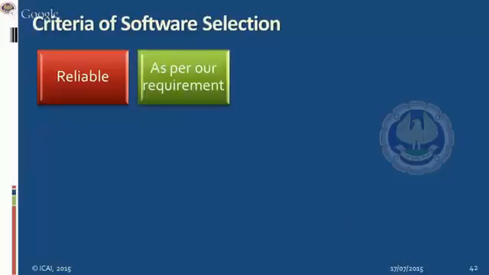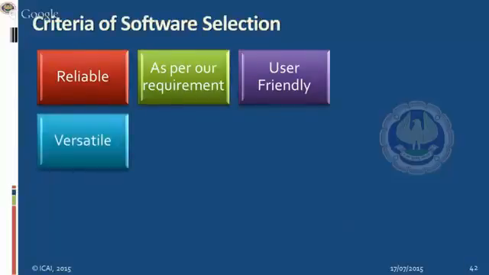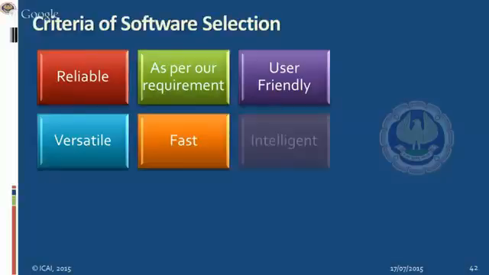And second thing, it should be as per our requirement. It should match with our requirement as far as possible. It should be a user-friendly software. The user must be happy to use this software. It should make their experience very good experience. It should be versatile. Whatever we require, it should provide the facilities. It should be a fast software. It should not take much time. It should be intelligent. Intelligent means whatever we are expecting, it should provide.